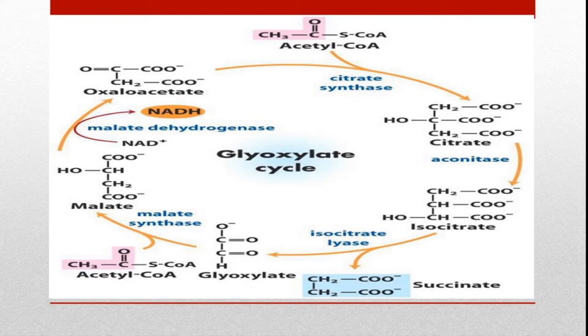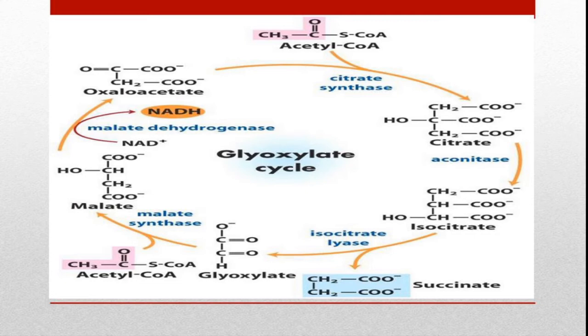You can see in the glyoxylate cycle, acetyl coenzyme A condenses with oxaloacetate to form citrate, and citrate is converted to isocitrate exactly as in the citric acid cycle. The next step, however, is not the breakdown of isocitrate by isocitrate dehydrogenase, but the cleavage of isocitrate by isocitrate lyase, forming succinate and glyoxylate.